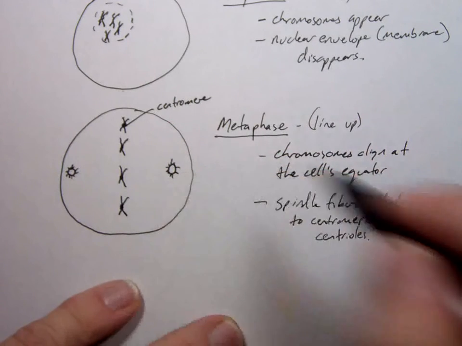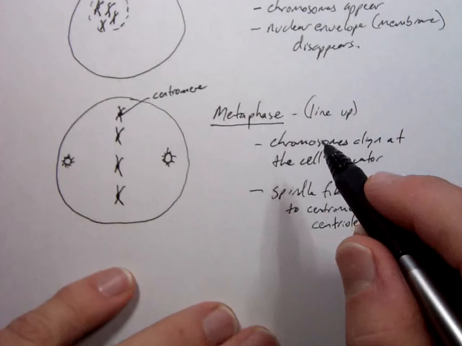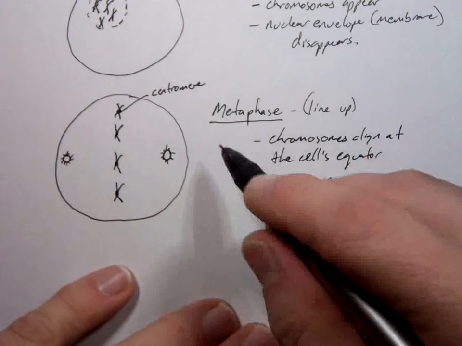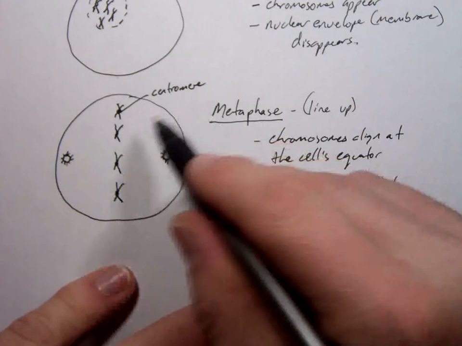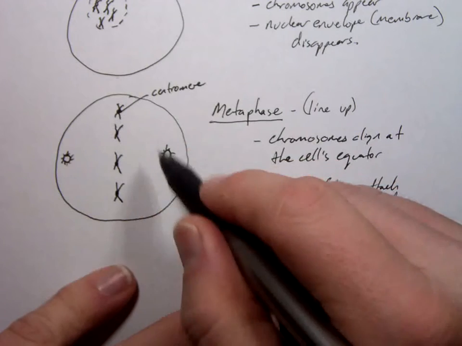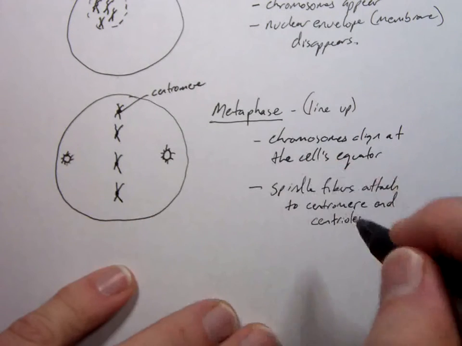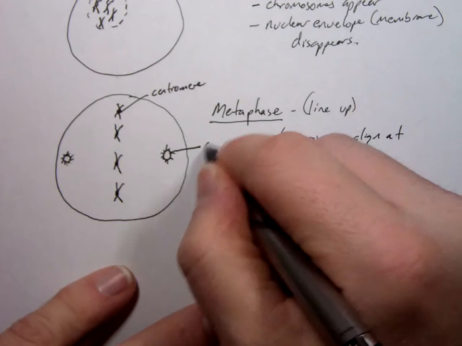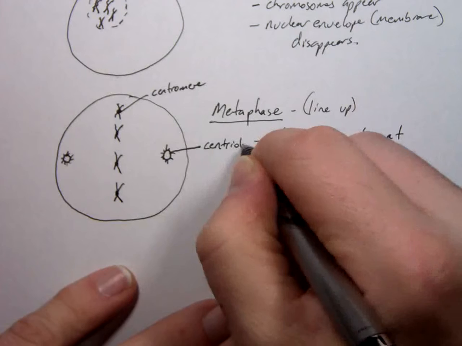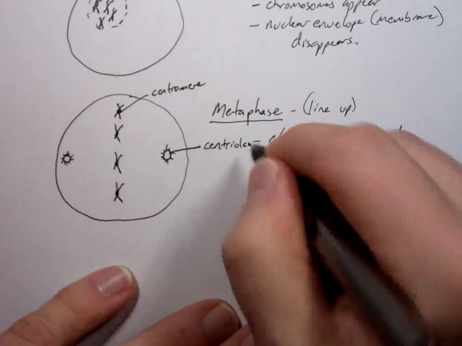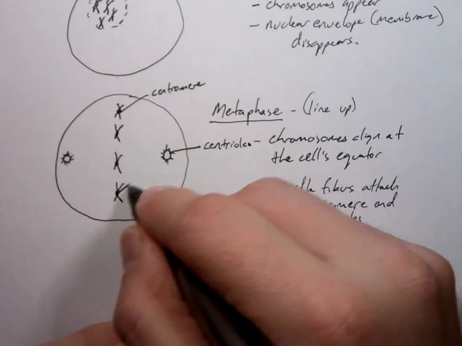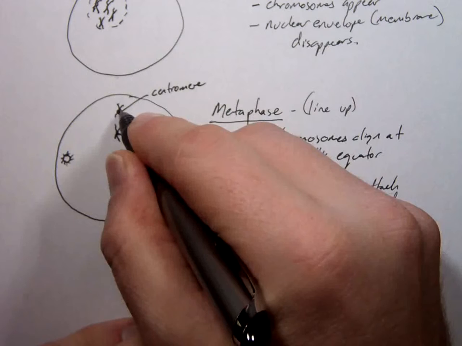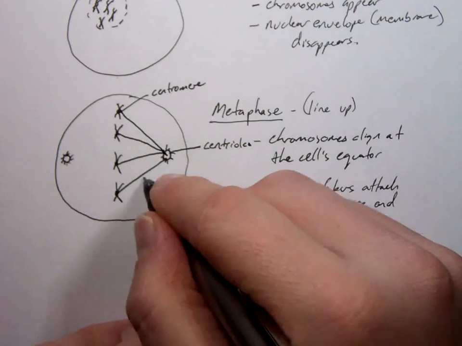What's that C word? Chromosomes align at the cell's equator. What's that C word at the top with the bubble? Centromere. Centromeres are at the center of the chromosomes. Okay, so watch this. These things that I just drew are what? Centrioles. That's one centriole. The other one's at the other end. And these things attaching from the center of the chromosomes to the centrioles are called what?